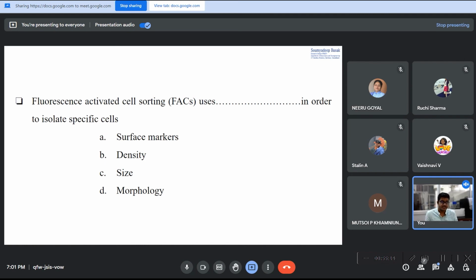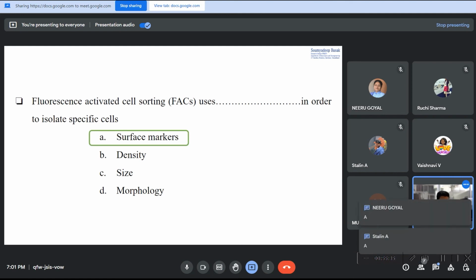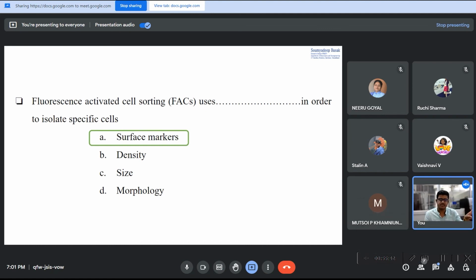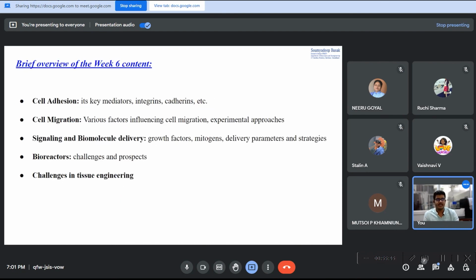FACS uses what in order to assign specific cells? Surface marker, density, size, or morphology. Four options. Which option does FACS use for cell identification? Surface markers, right? Yeah. Okay. FACS, MACS: how MACS uses magnetic activation, or FACS uses fluorescence activation, what are the principles, how it is used. Okay.